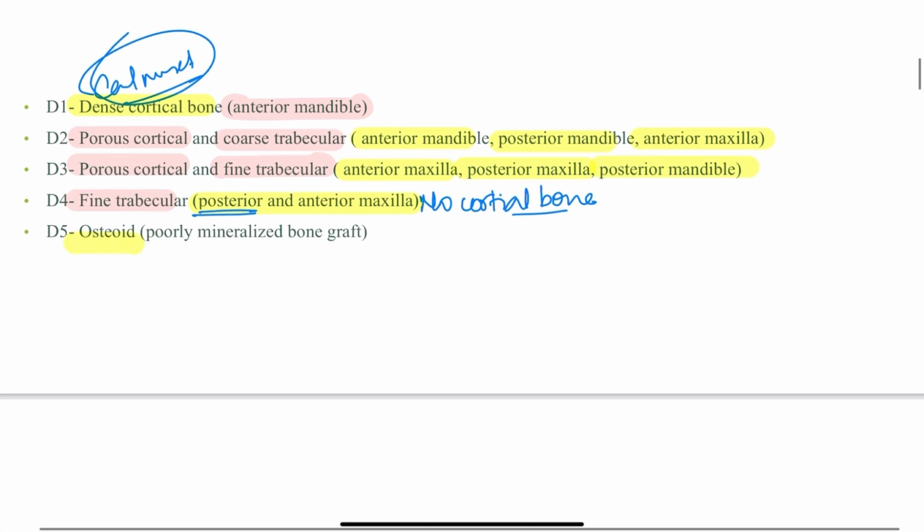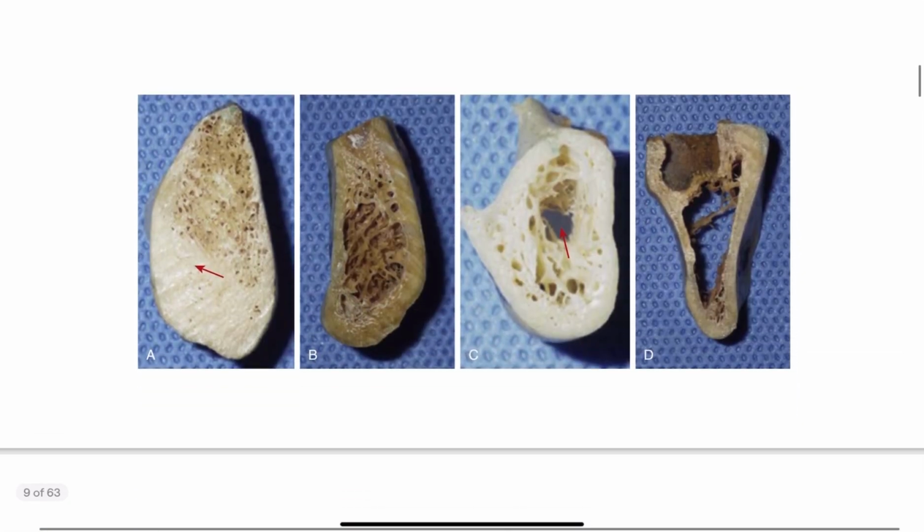D5 is osteoid, so poorly mineralized bone graft. The bone graft that we place before it gets mineralized is in that D5 state, which is osteoid form. So these are various bones that we have discussed.